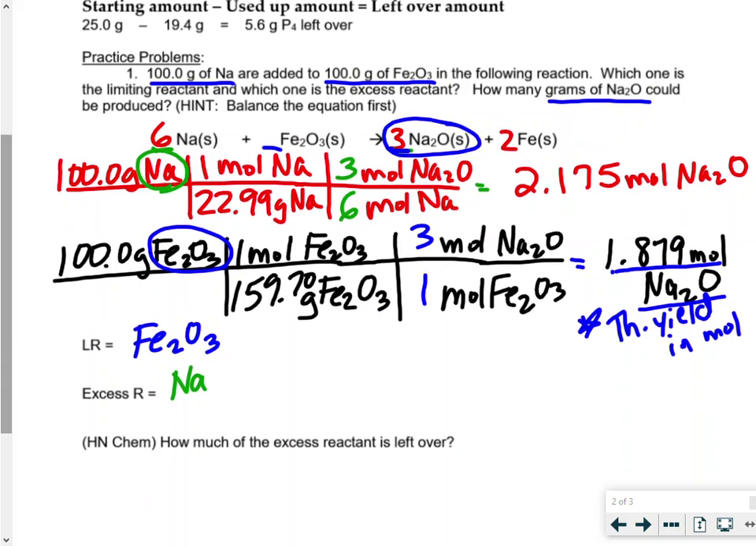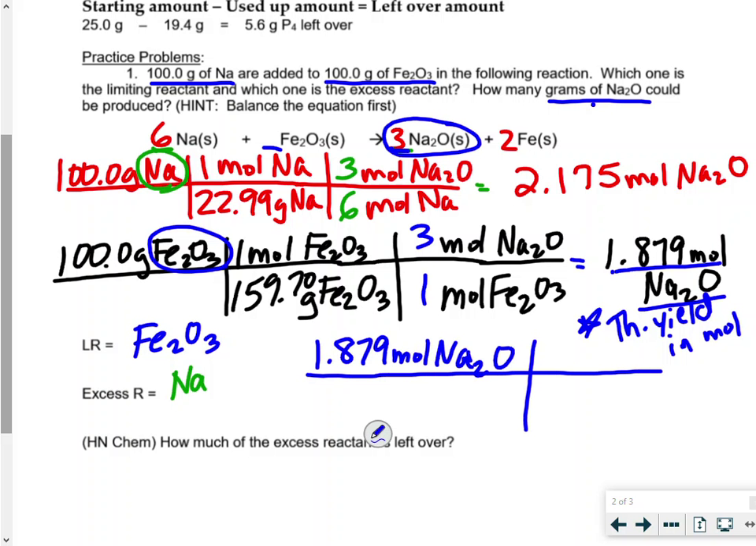All right, now we've done this part. This is great, but we haven't finished this problem yet because it wants to know how many grams of the sodium oxide could be produced. So what do we do with this theoretical yield over here? What do we need to do? It wants grams. So we're going to change it to grams. 1 mole Na2O equals how many grams?